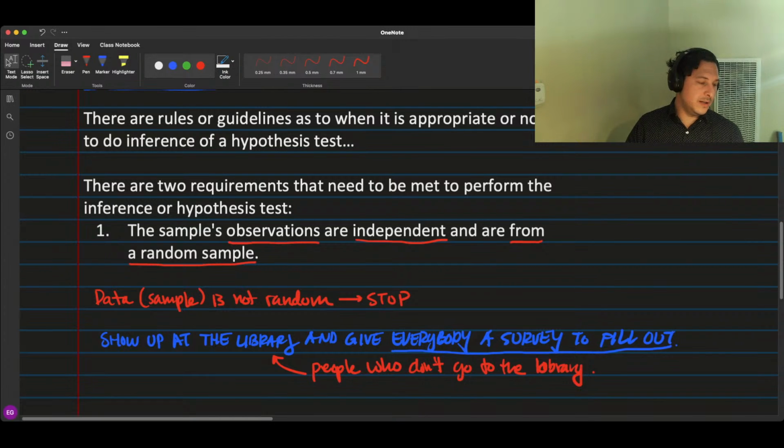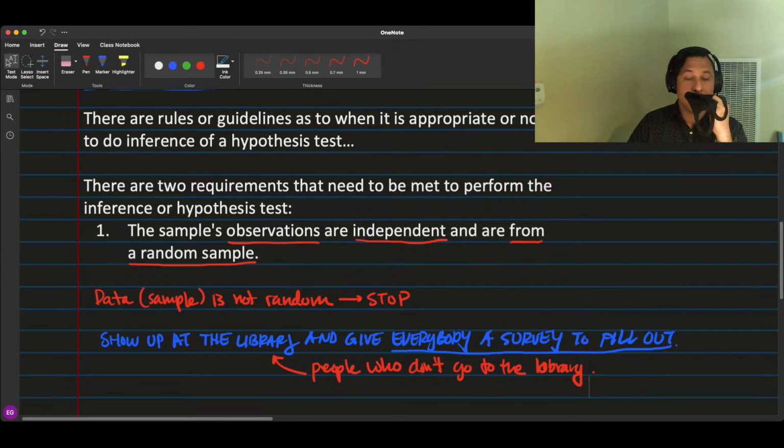Like some people go to the library and some people don't. What are things that might be different about these two groups that will affect your results? Yeah. So if you can't make the time to go to the library, what else might you not be able to make the time to do?